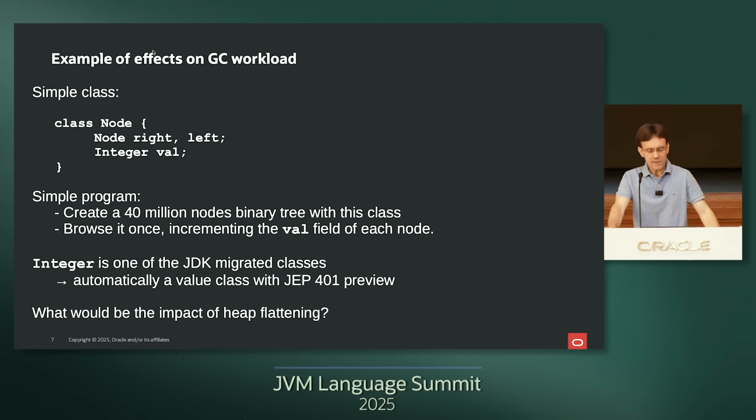One thing to know is that Integer is one of the JDK migrated classes. Today, it's a value-based class, but if you are running the JEP 401 preview VM, this class will automatically become a value type and will be optimized by the VM. So what would be the impact of heap flattening?